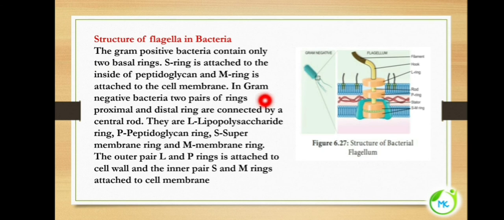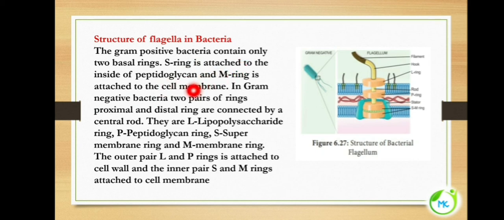There are two kinds of bacteria, gram-positive bacteria and gram-negative bacteria. In gram-positive bacteria, only two basal rings are seen. So this is a gram-positive bacteria. One is the S ring and the other is the M ring. The S ring is attached to the peptidoglycan. Peptidoglycan is nothing but a constituent of the cell wall. So the S ring is attached to peptidoglycan, and the M ring is attached to the cell membrane.